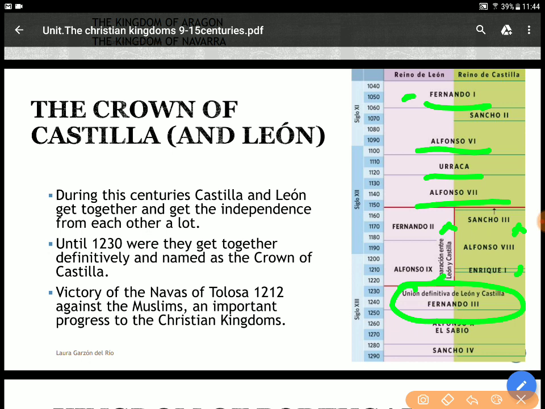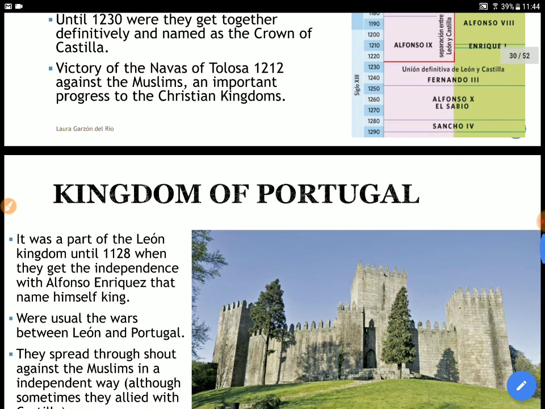Here is important the Battle of Navas de Tolosa in 1212 against the Muslims. It's going to be one of the most important progresses of the Christian kingdoms. We will read a text about this.